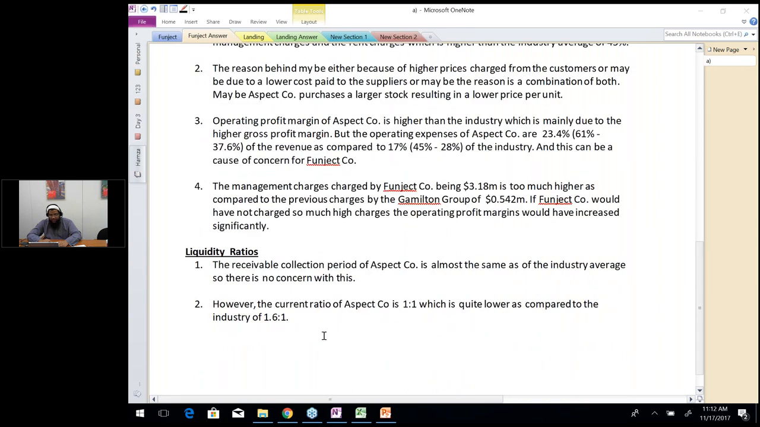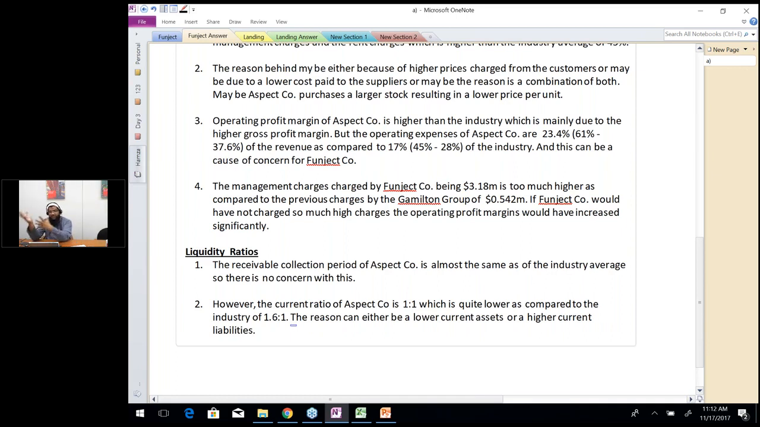Actually, sometimes it is not necessary that you know the exact reason. So we can say the reason can either be a lower current assets or a higher current liabilities. It is not necessary that every time you know the reason that this is because of this. So when you don't know the reason, write all of the possibilities. The reason can either be a lower current assets or a higher current liabilities.